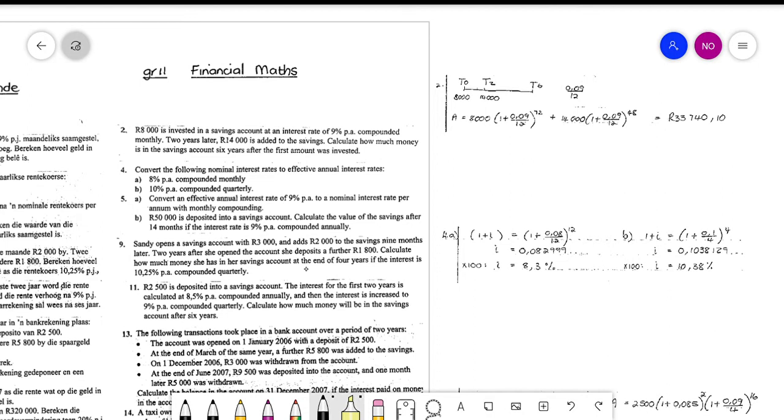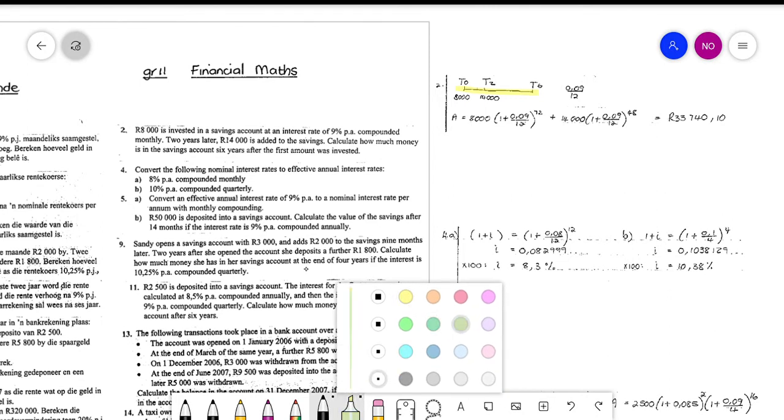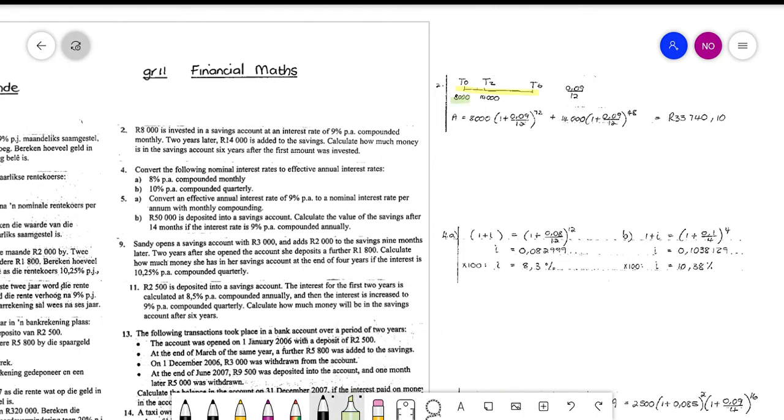Okay, so daar's twee verskillende maniere om dit te doen. Ek het nou die memos in die bo gelos. I'm just going to pay attention to this timeline first. So you have this timeline where you say at T0, you put the 8,000 Rand in. Okay. Then at T2, you put another 14,000 in, but we want to calculate the total amount there. So hierdie ene is die memo se antwoord.